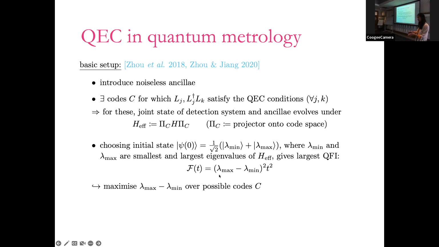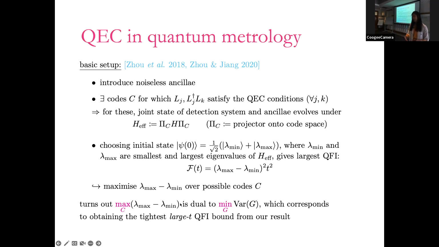Okay, so this QFI that you get depends on the code because H effective, and therefore its eigenvalues, depend on the code that you choose. So therefore we should optimize over all valid codes and choose the one that maximizes this eigenvalue difference. Turns out this can be phrased as a semi-definite program, and this program is actually dual. So this maximization over the eigenvalue difference is dual to the problem of minimizing the variance of G, where remember G was whatever was left over in H prime when we decomposed it.